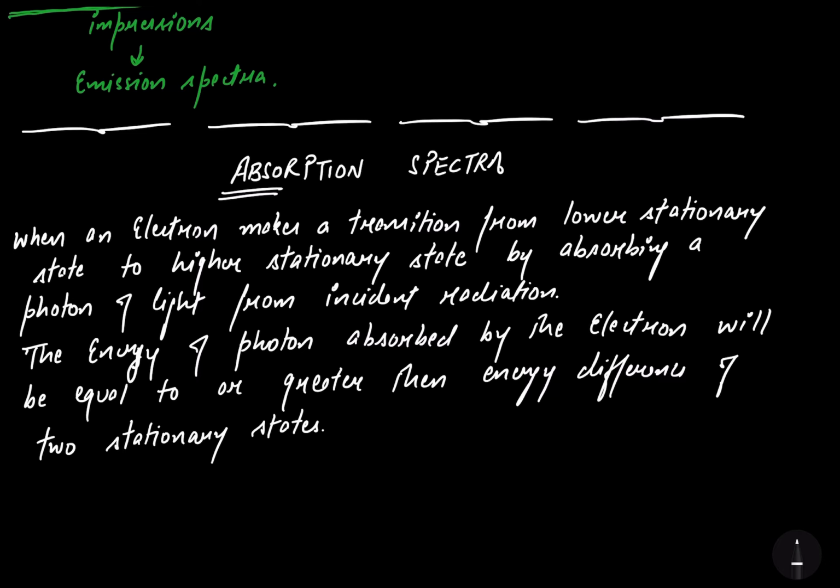So if the energy of photon is equal to the energy difference between the two stationary states, the electron will jump from lower stationary state to higher stationary state. If energy is greater than the difference between the two stationary states, the electron will obviously jump, but the extra energy will be converted into the kinetic energy of that electron. So I'm writing.